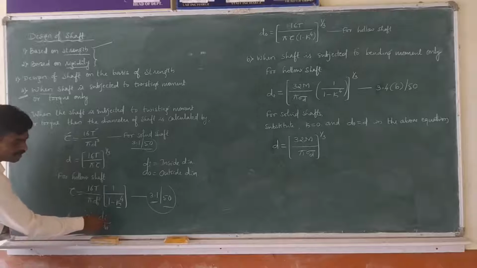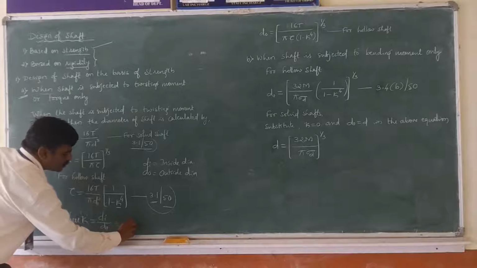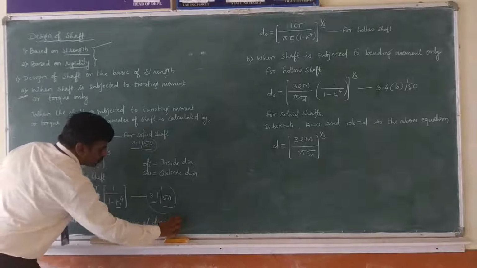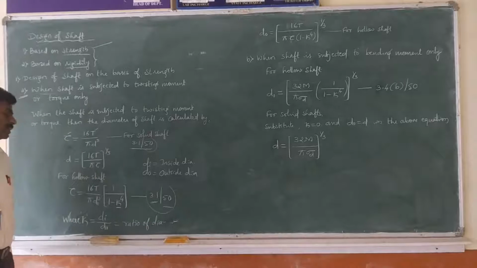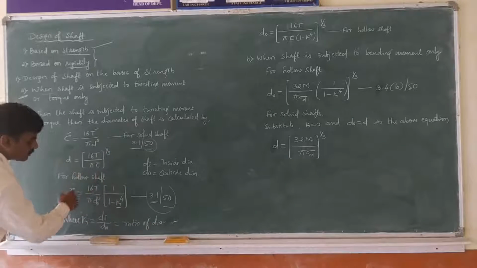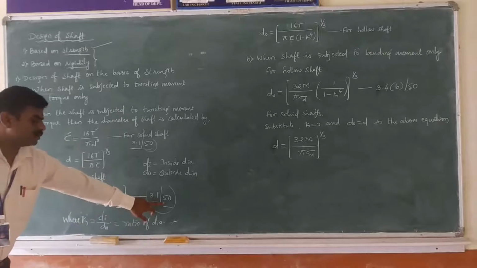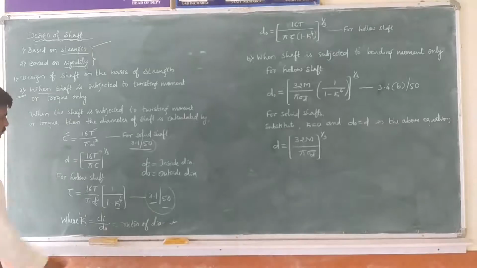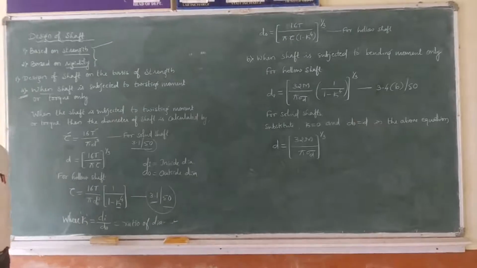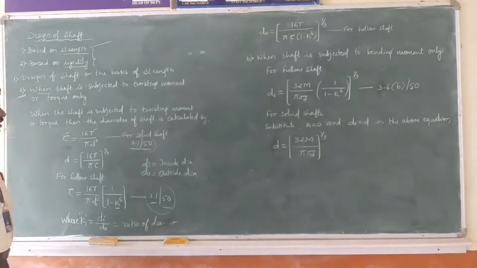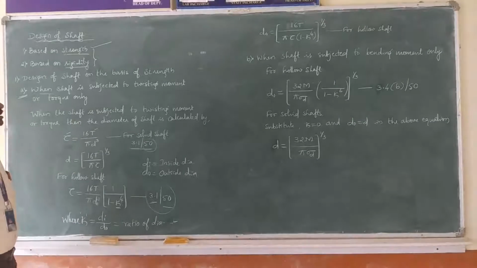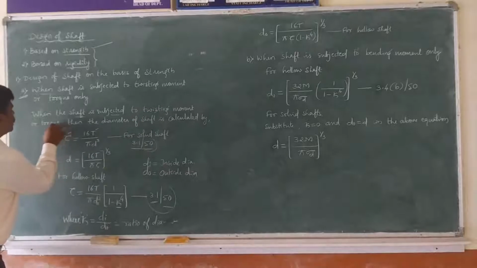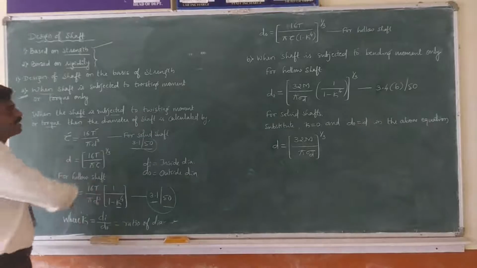So k is the ratio of diameters. This equation is also available in the data handbook, on page number 50, equation number 3.1. By these two equations we can find the diameter of the shaft. So this is the way to design when the shaft is subjected to only twisting moment, or torque.